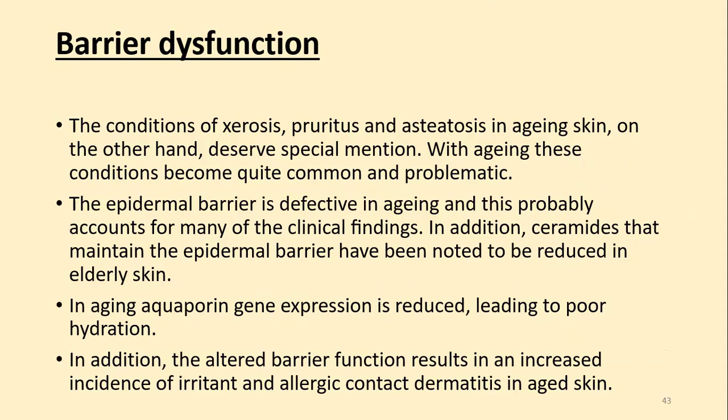Barrier dysfunction. The conditions of xerosis, pruritus, and osteoporosis in aging skin, on the other hand, deserve special mention. These are also signs of aging and become quite problematic and common. The epidermal barrier is defective in aging skin and probably accounts for all these clinical features. In addition, the ceramides that maintain the epidermal barrier are also thought to be reduced in number because of reduced secretion. In aging, aquaporin gene expression is reduced, leading to poor hydration. The altered barrier function also results in an increase in irritant and allergic contact dermatitis in aged skin.